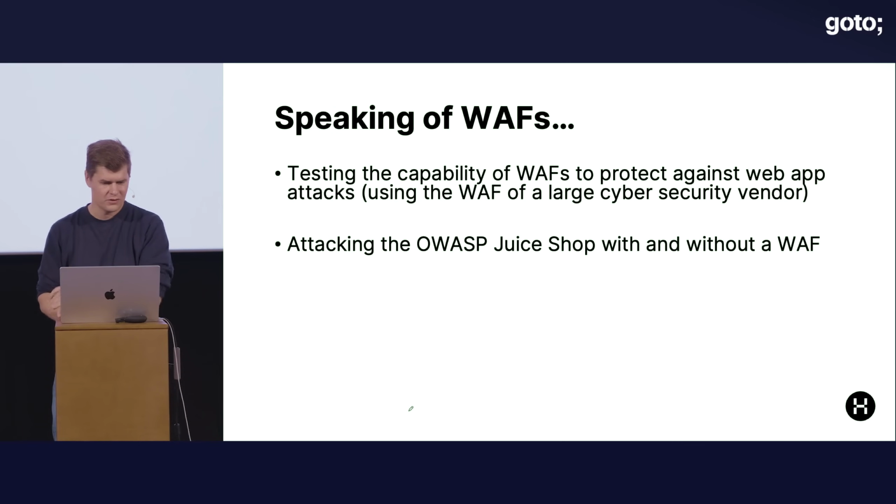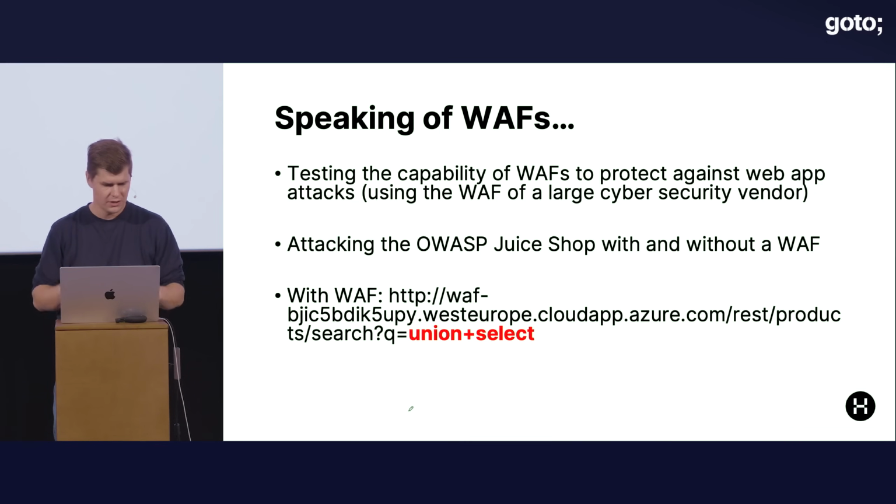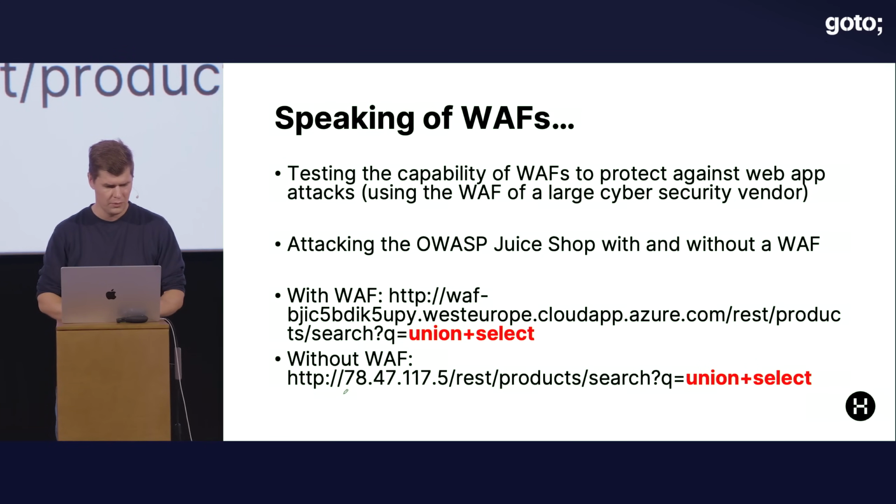And we've been testing using the OWASP Juice Shop with and without a web application firewall. So in this case here, we set up this WAF on an instance or a virtual machine running in Azure, basically redirecting all requests to the Juice Shop that we had sitting on this IP right here, but obviously trying to protect against any attacks in the meantime. And we started out pretty simple.